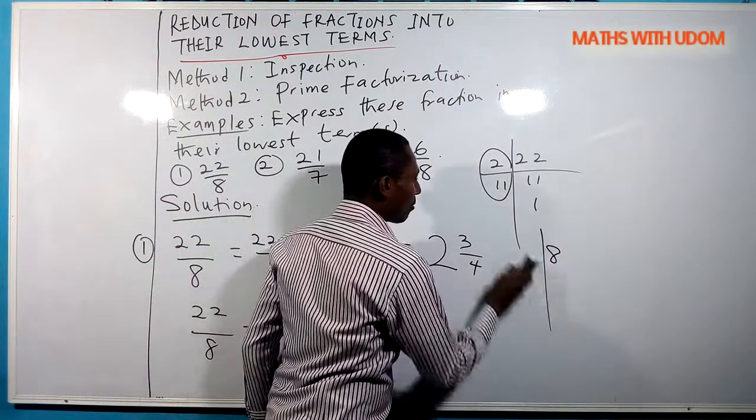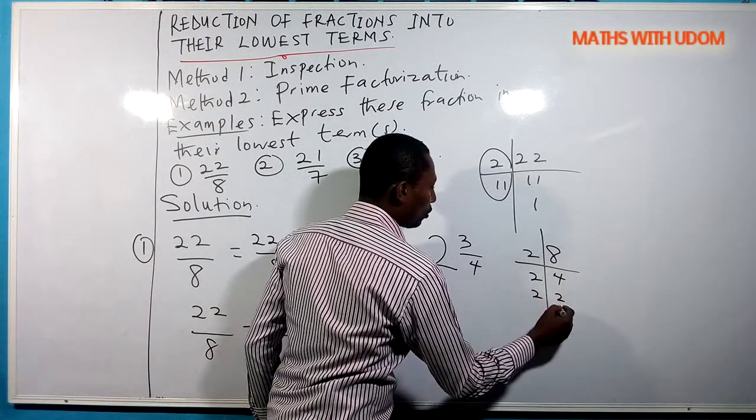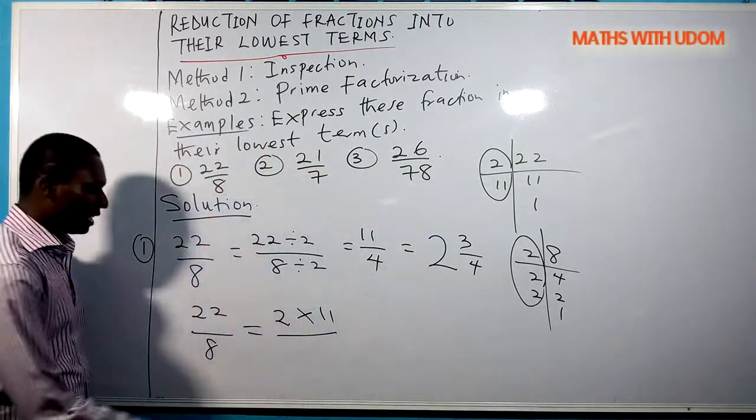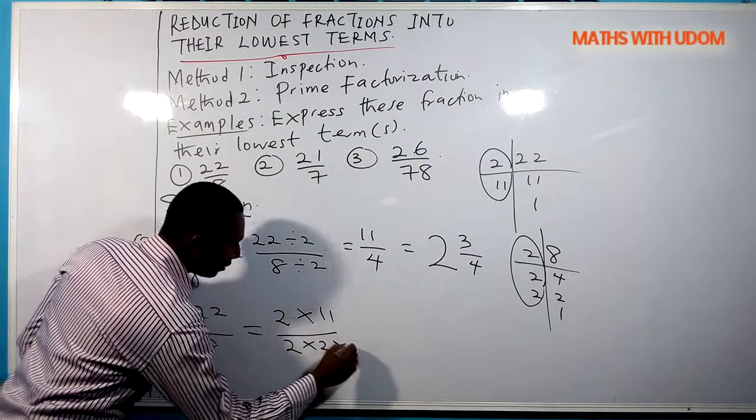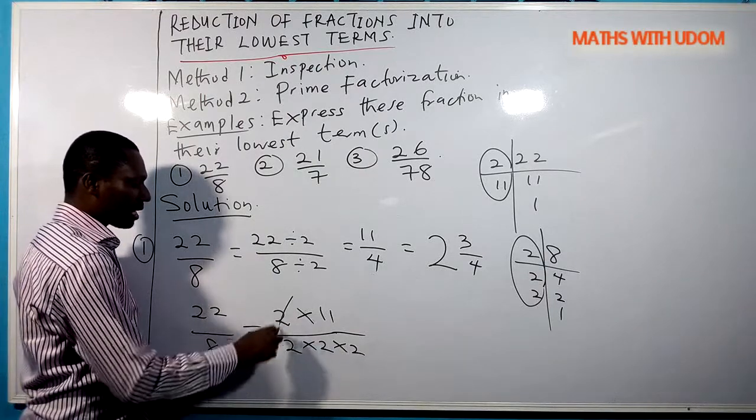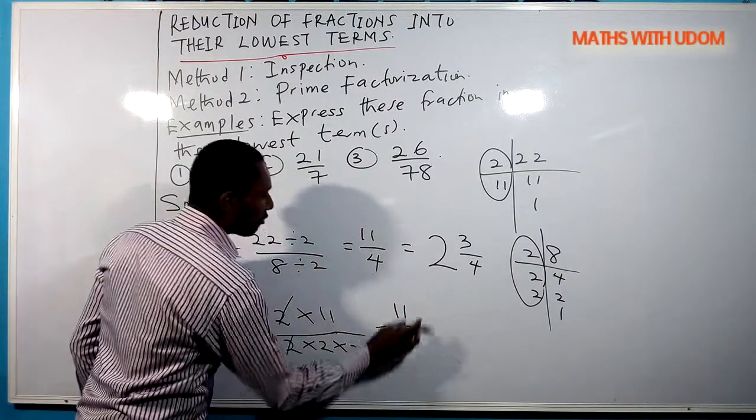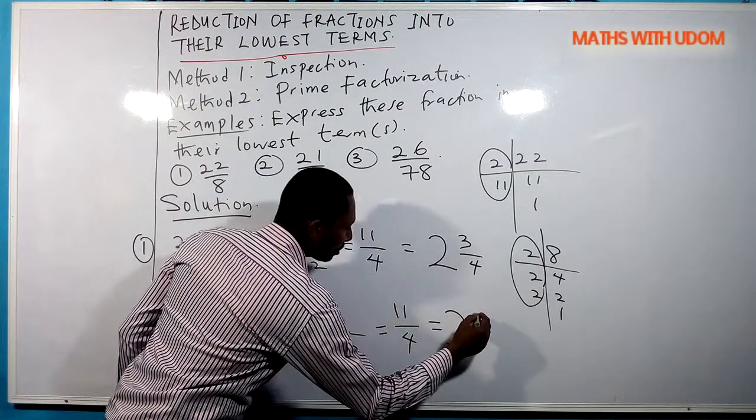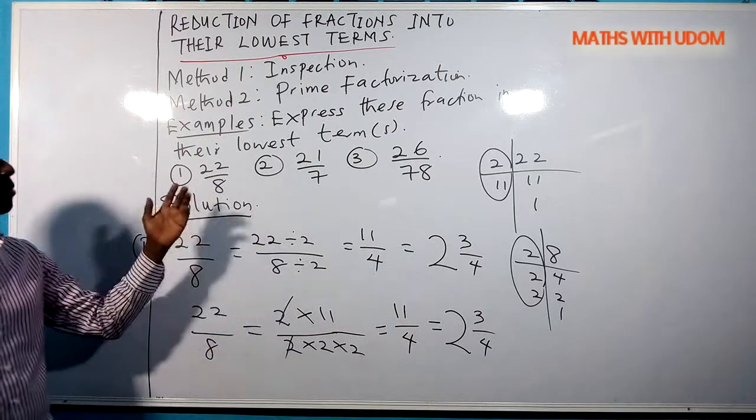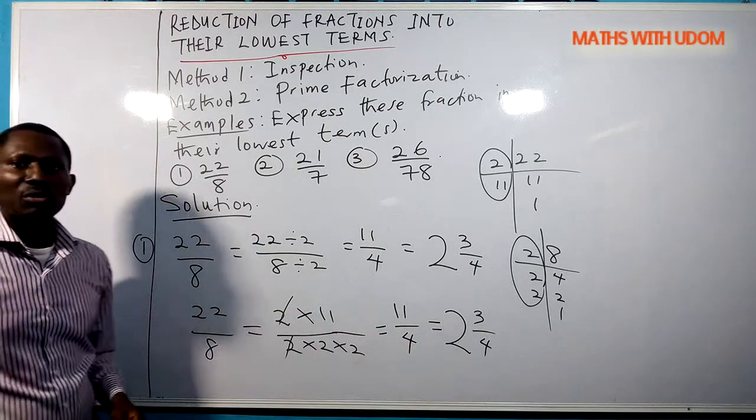The same thing with 8. I have 8. What can go? 2. 2 in 8, 4. 2 in 4, 2. 2 in 2, 1. So 2 times 2 times 2 are the prime factors of 8. From here, in the numerator and denominator, what can cancel out? 2 can cancel out. What is left? 11 on top, and 2 times 2 gives me 4. How many 4 can go in 11? 2, remainder 3. 2 and 3 over 4. You can see that we got the same answer for both the inspection method and the prime factorization method.